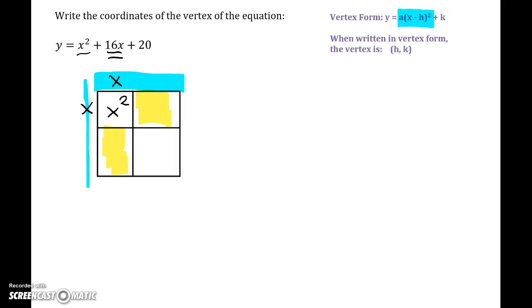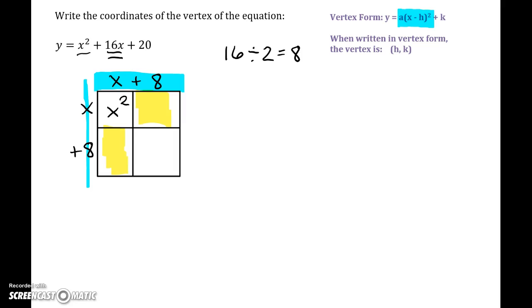So the way that we can take the 16 and split it into two equal boxes is we have to divide it by 2, and that gives us 8. So that means this side is going to be plus 8, and this side is going to be plus 8. So now our area diagram is a perfect square.